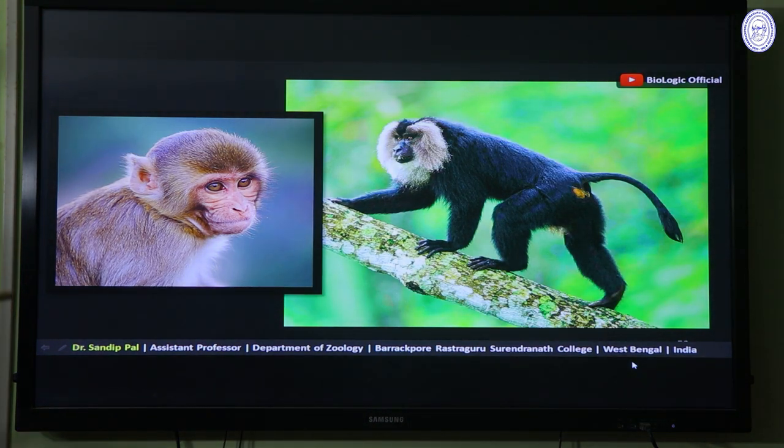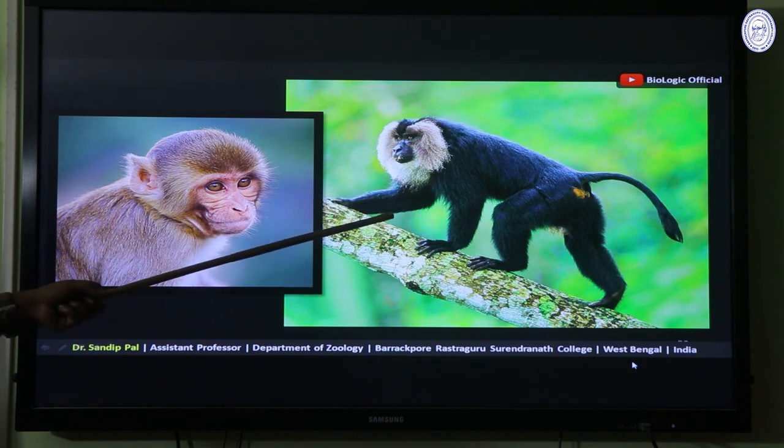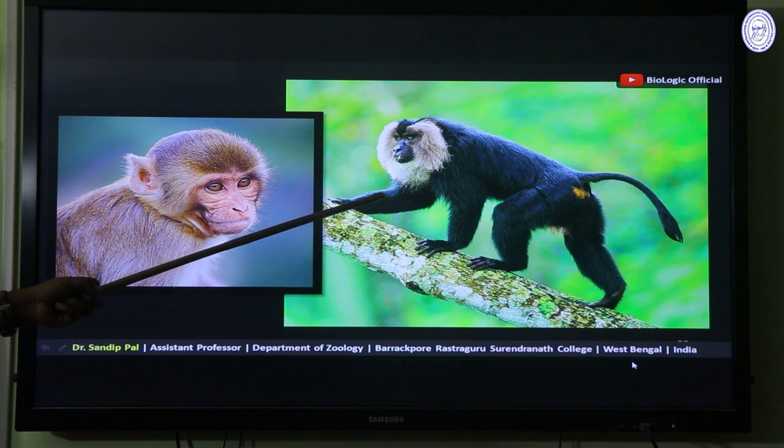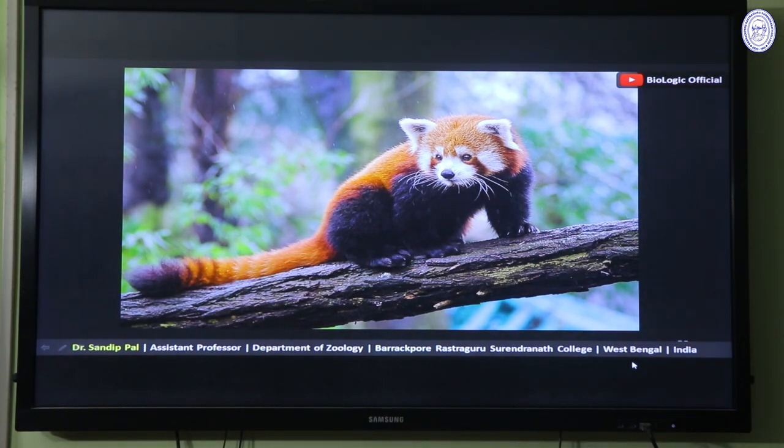This is the common monkey we can find almost everywhere in India, rhesus monkey. And this monkey is endangered. It is only found in the Western Ghat region. This is called lion-tailed macaque. This beautiful animal is called red panda, and it is only found in the eastern Himalayan region, one of the hot spots of India. You can find them in the Darjeeling Zoo.